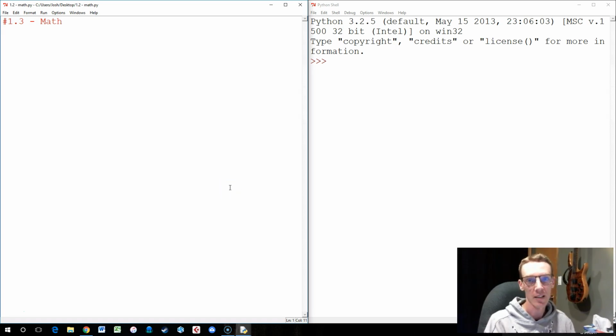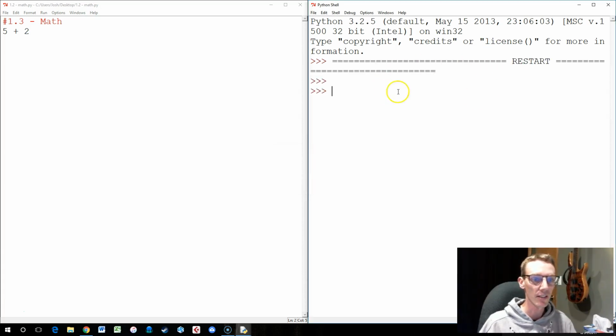So what are our basic operations that we like to use in math class? Well, we've got add, subtract, multiply, divide, those kinds of things. We can actually do a little bit more in here. For example, we can just take two numbers, like let's say 5 and 2, and in our Python file, we can just say 5 plus 2, and then we can run it. F5 to run, and you can see right over here, it actually ran.